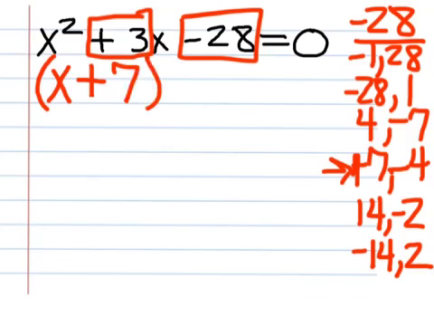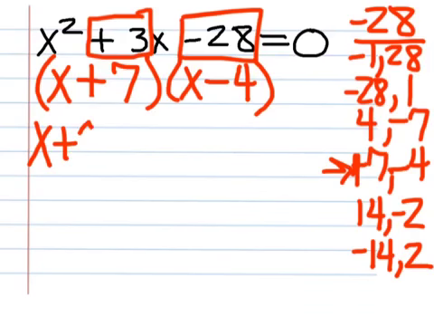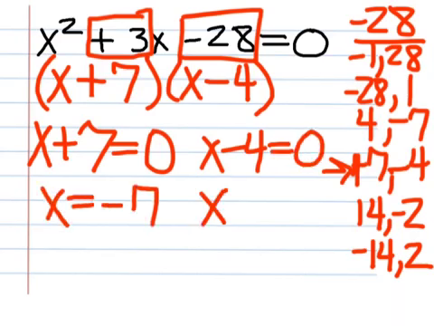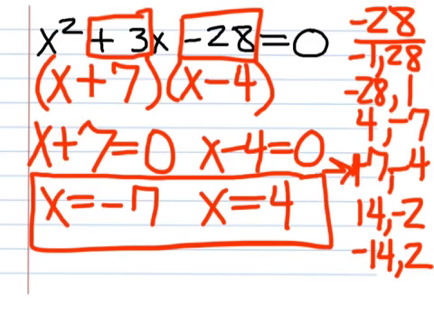So it's going to be x plus 7 and x minus 4. These are our factors of x squared plus 3x minus 28. We're going to set these equal to 0. And when we solve, then we're going to get x equals negative 7 and x equals 4. And that's our final answer.